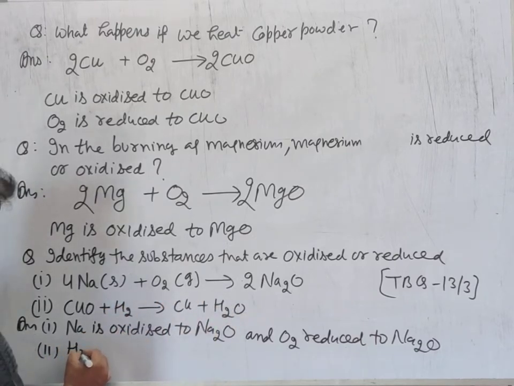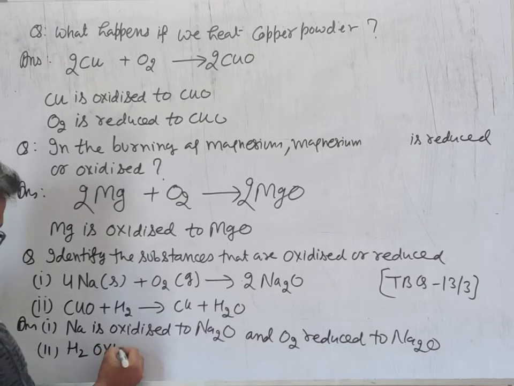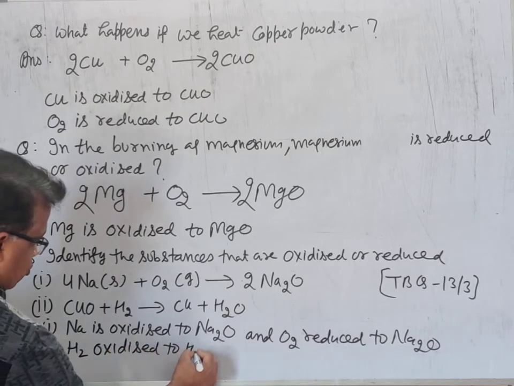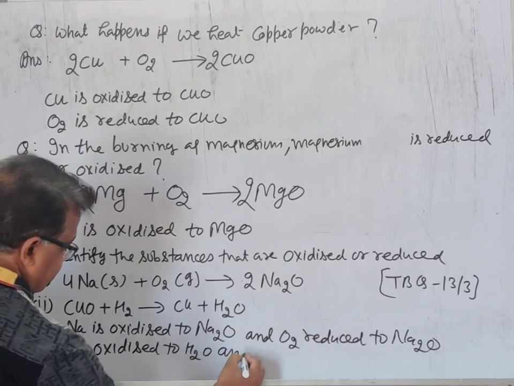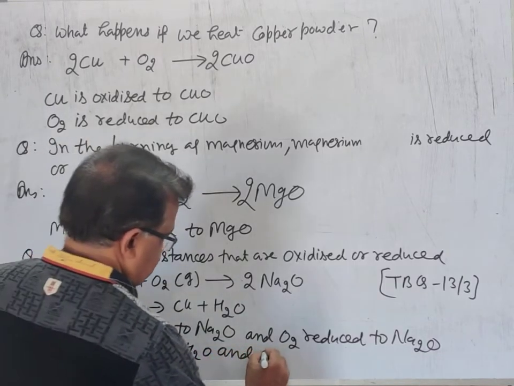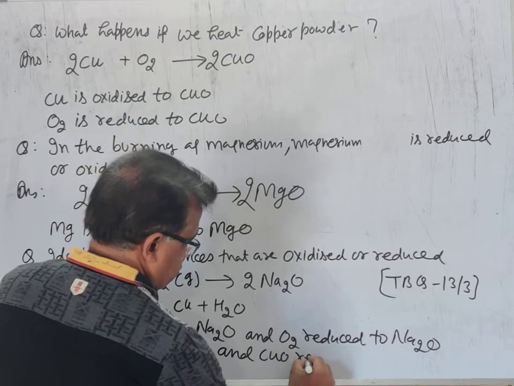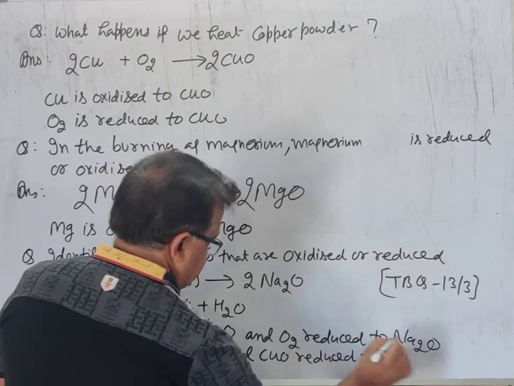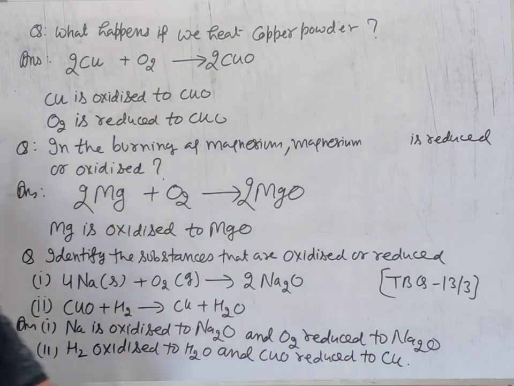So H2 is oxidized to water, that is H2O, and CuO is reduced to copper, that is Cu. Now some more questions. At first we shall rub it.